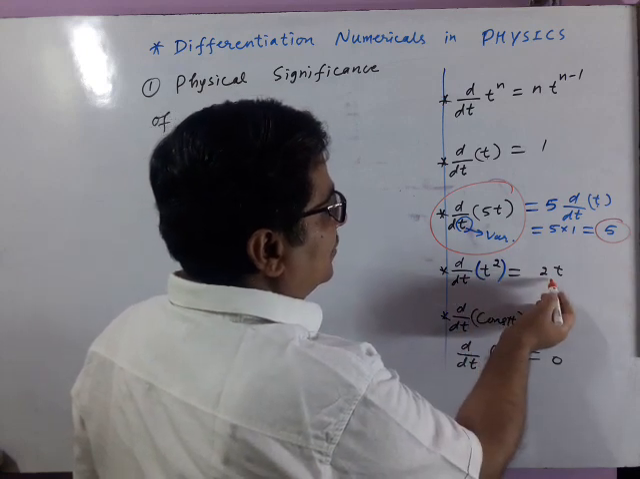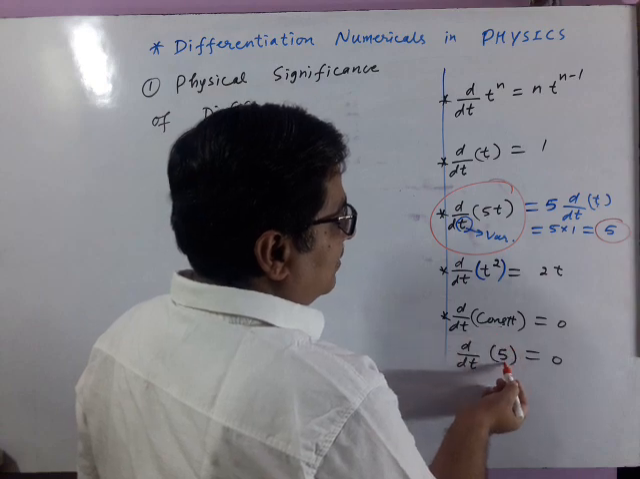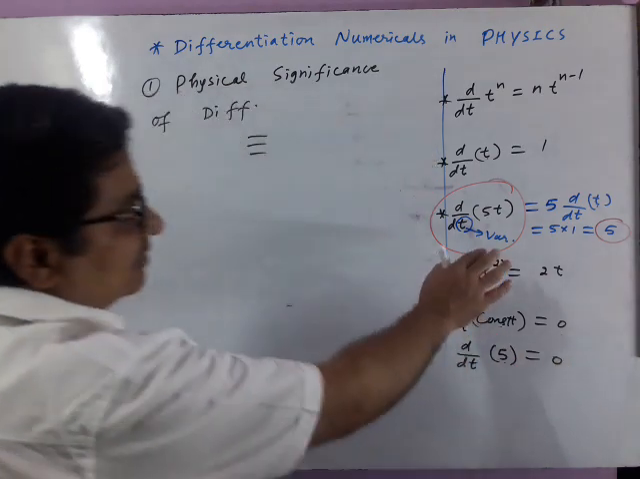Differentiation of t square is 2t. Differentiation of any constant term, maybe 5, maybe 7, will be 0. This is revision.